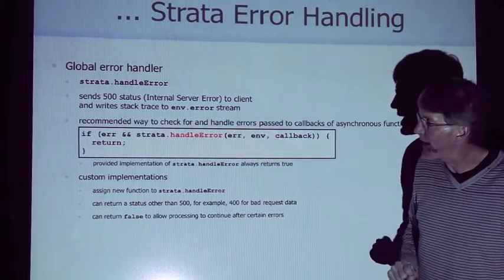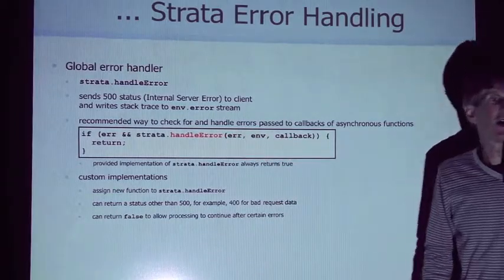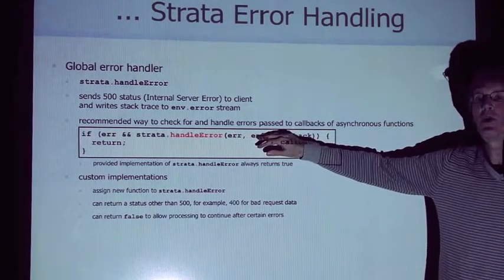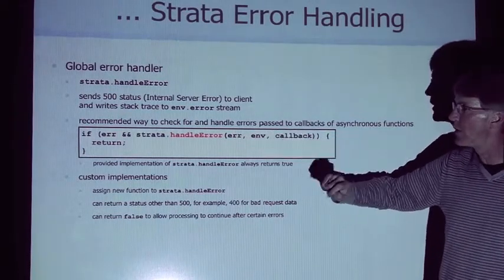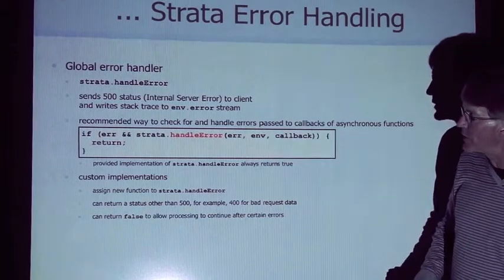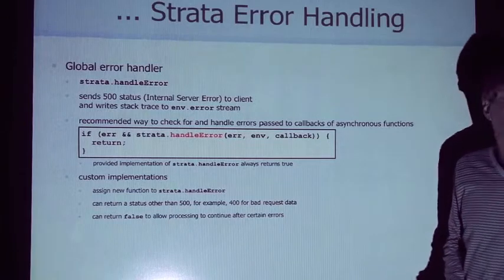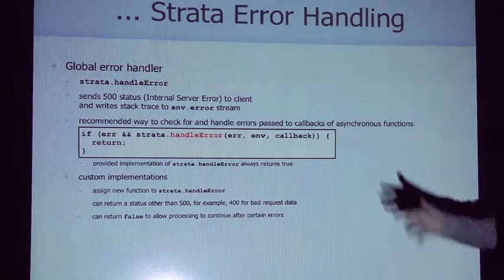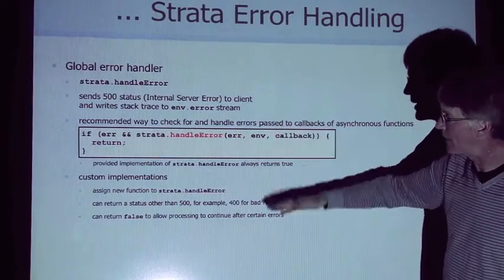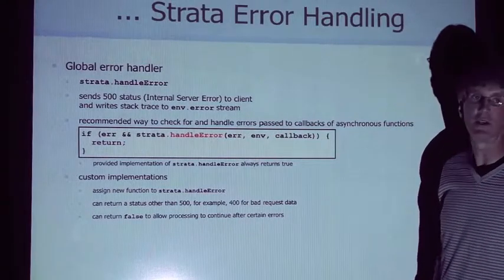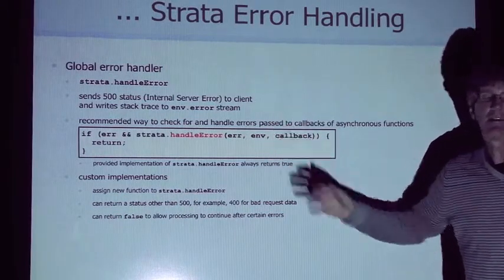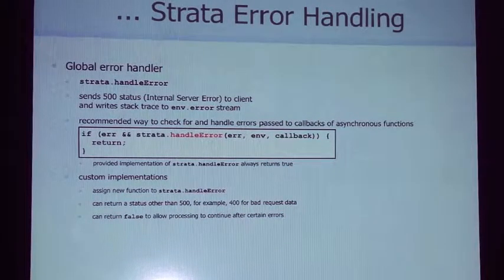Well, the default strata.handleError always returns true, so it's kind of silly to write this code, but the point is you could override that to do something different. The default one is always going to give a status of 500. If you want some other error status, then you'd have to overwrite that function. And while you're doing that, maybe sometimes you want to return false and continue processing.